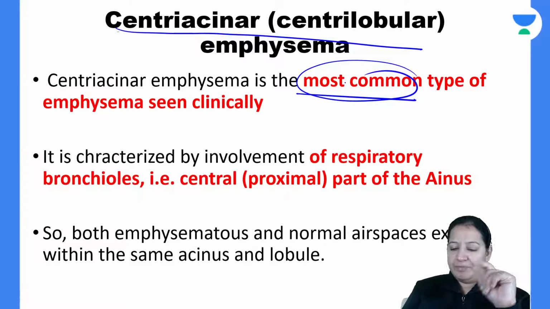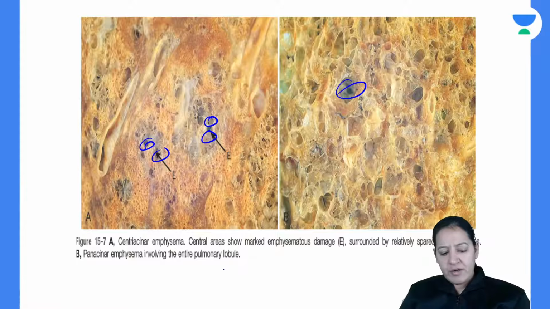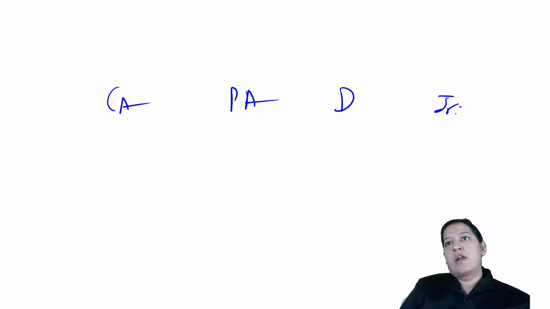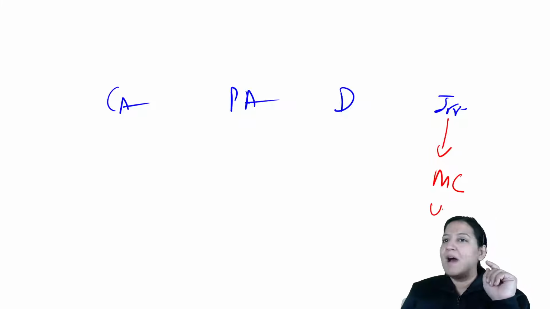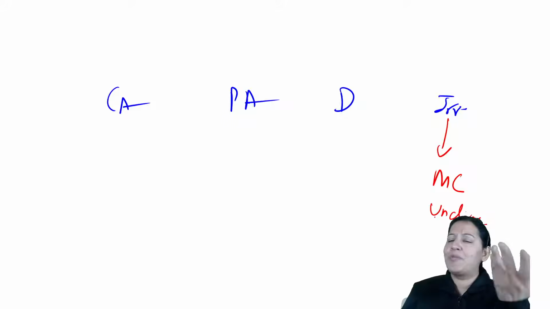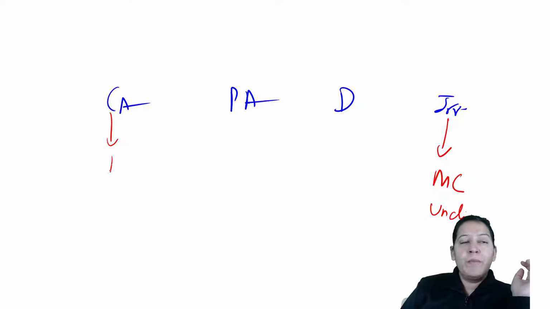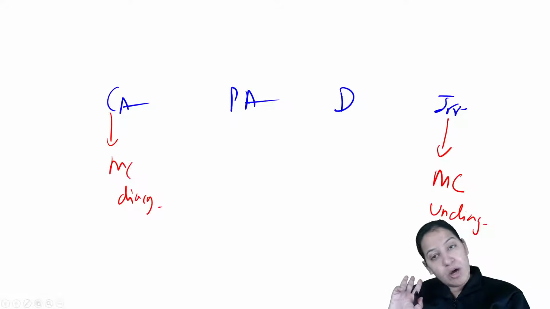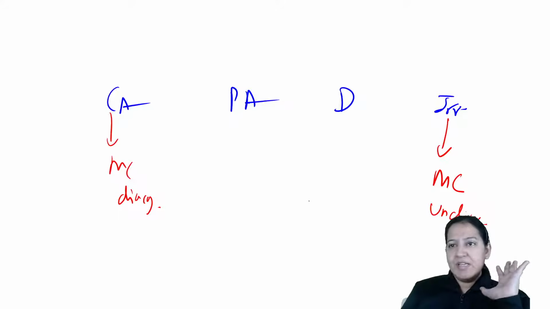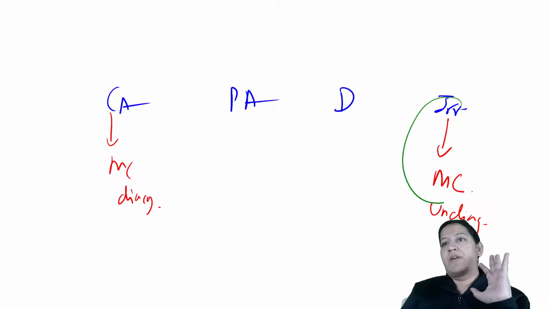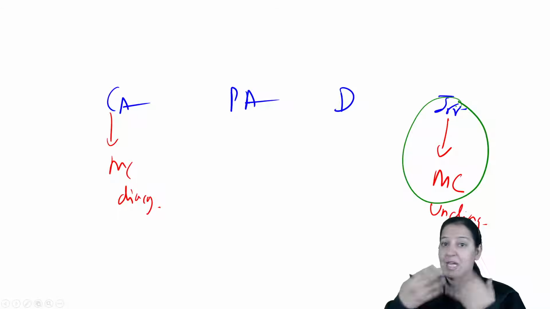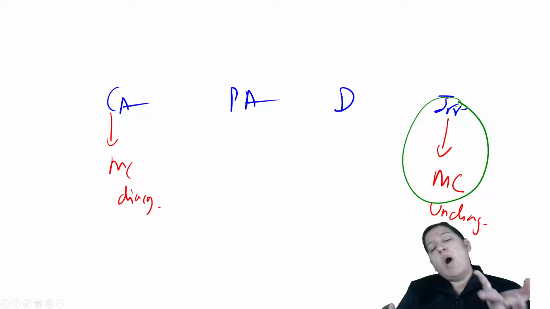First, I told you 4 types, right? What are the 4 types? Centriacinar, panacinar, distal and irregular. Which is the most common? I am going to ask 2 questions. Irregular is the most common, but it is undiagnosed because it does not produce any symptoms. But the most common to be diagnosed is Centriacinar. So please read your question very carefully. Both were already asked in previous year questions. If it only says what is the most common, the answer is irregular. Most common is irregular, but it is not diagnosed because maybe it is present in me, in you, but it is not producing any symptoms. So how will it be diagnosed?